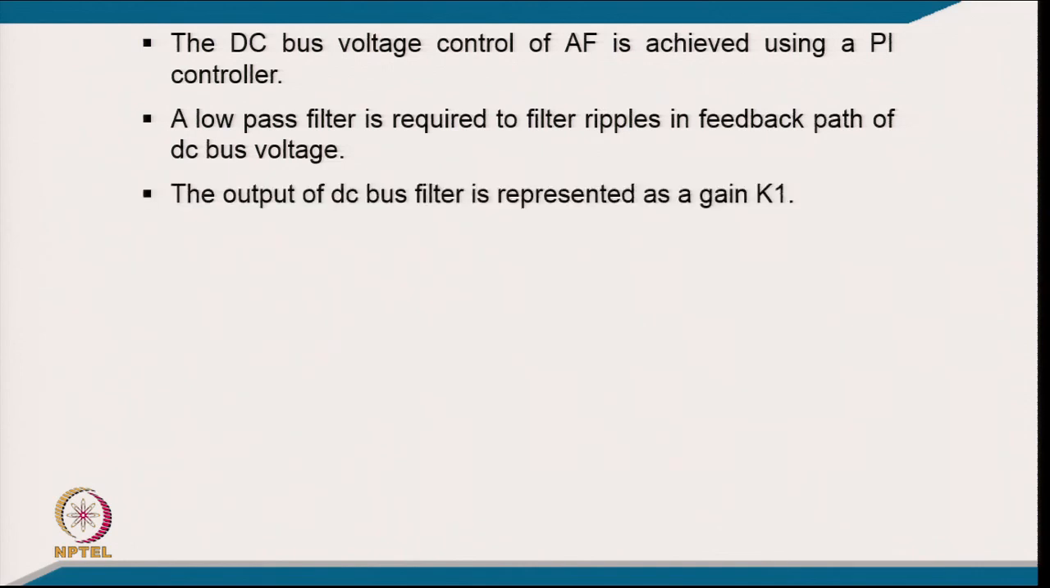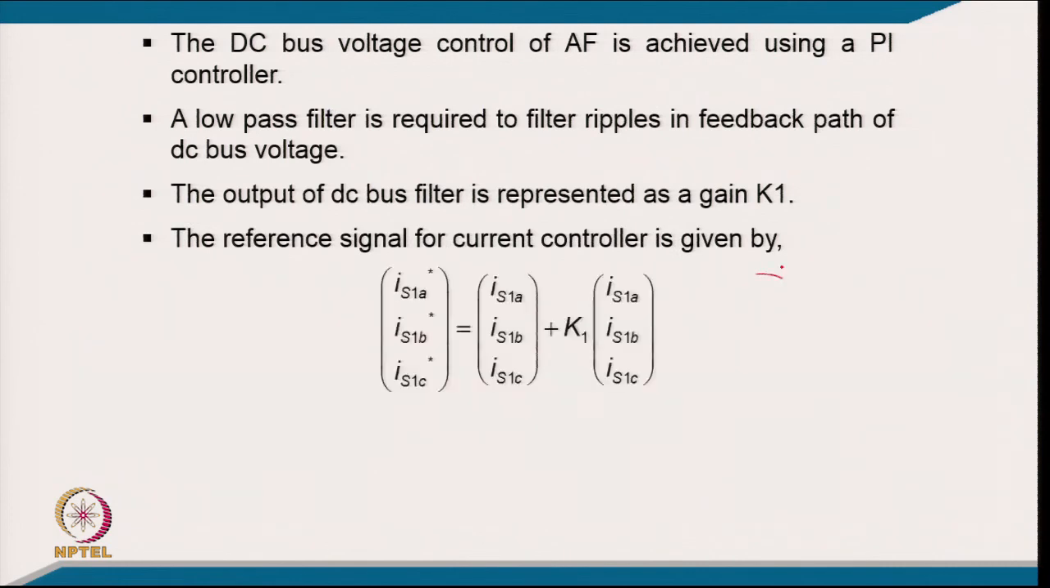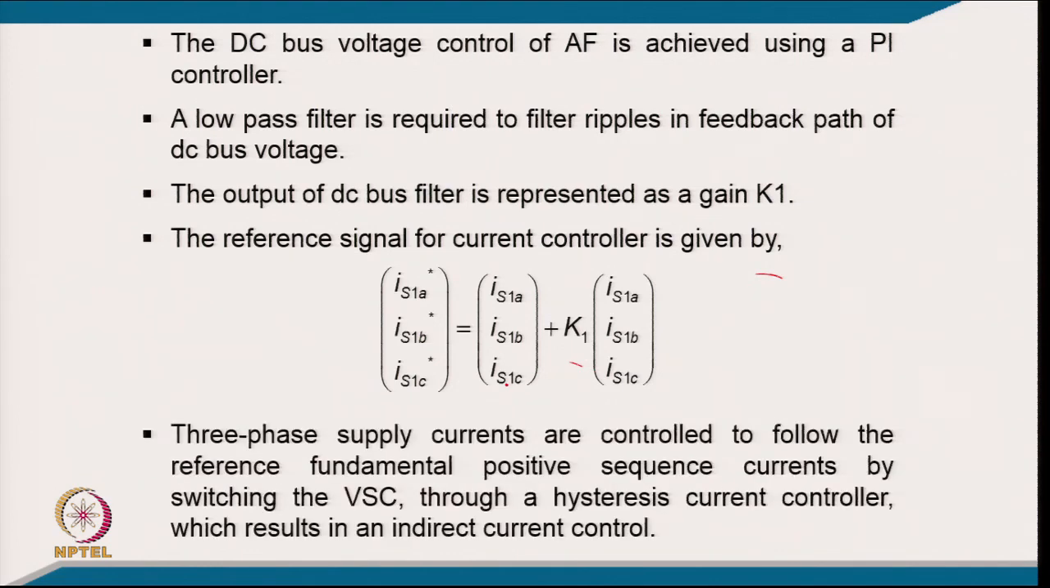The output of the DC bus voltage controller is represented as a gain, and the reference signal for current control is given by the gain times this fundamental current, which is added here, and this gives the reference grid current. So, the 3-phase supply currents are controlled to follow the reference fundamental positive sequence current by switching the VSC through the hysteresis current controller, which results in an indirect current control also.